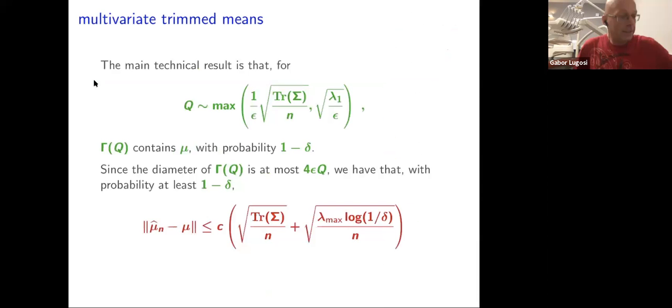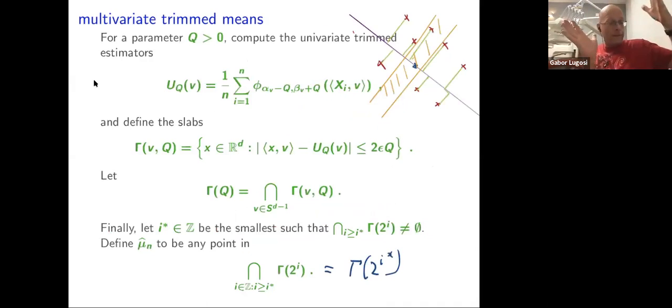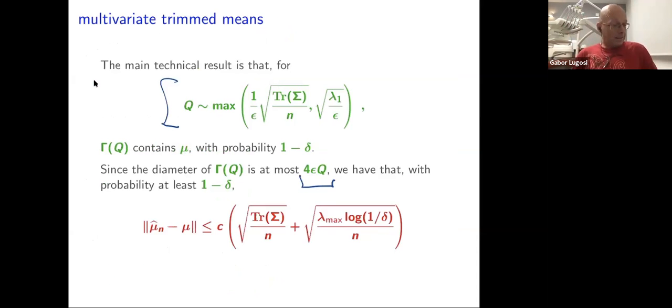Okay, so you see that if we prove this, then because the diameter of this set is 4 epsilon q, right? That's the width of these slabs, and it's in each direction. So the diameter is bounded by this. We have that any point in this set is at most this distance away from the true mean, and that's exactly of the form that we want.